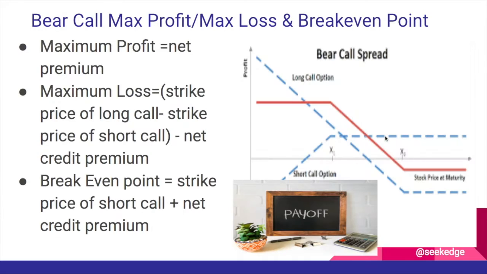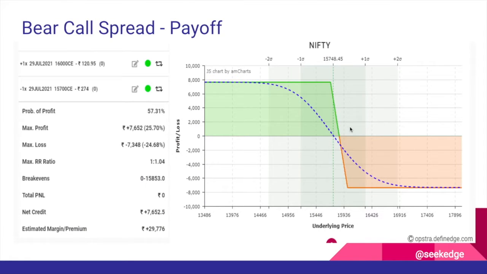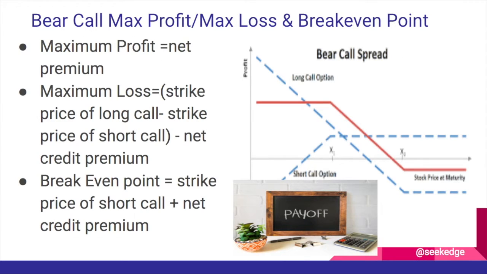Let us see how this is derived in the bear call. The maximum profit is equal to the net premium. What is the net premium here? Net premium is 274 minus 120, right? That comes to about 150 rupees multiplied by the lot size. Now it's the other way around. The net premium was the maximum loss in the case of bear put. Here the net premium is the maximum profit in the case of bear call.